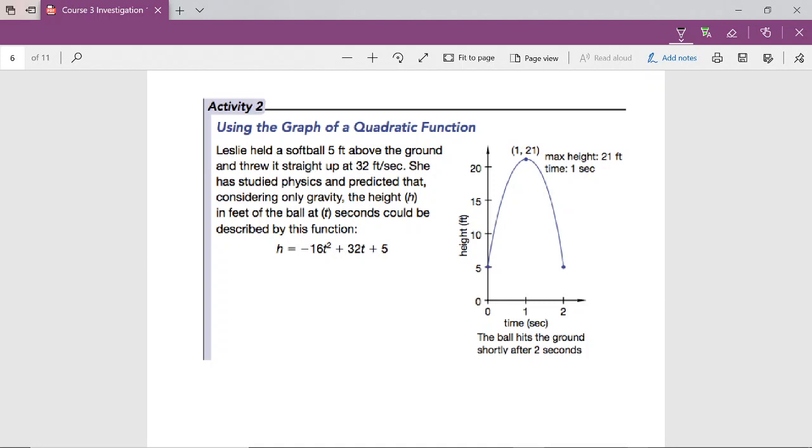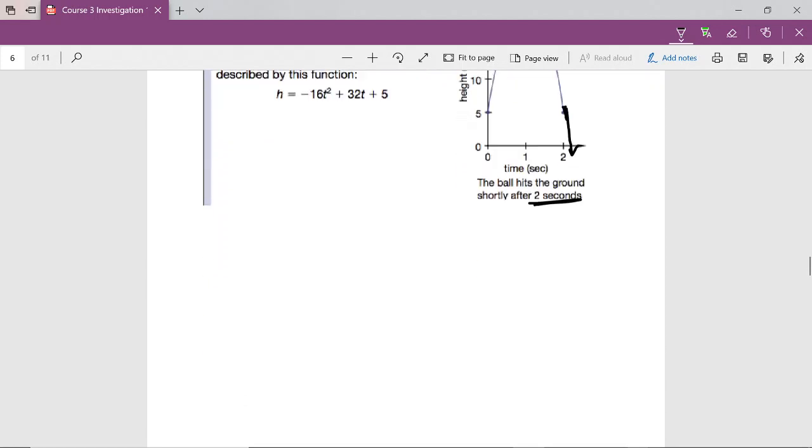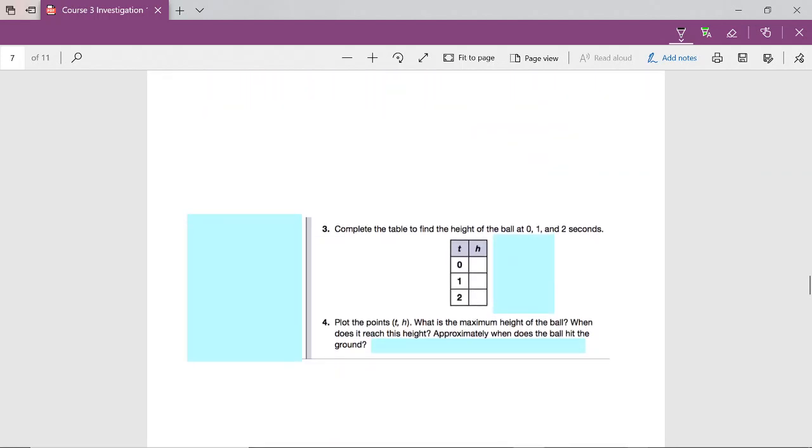Okay, and so we see a little bit of information about this parabola. The maximum height came after 1 second of it being in the air, and it went up to 21 feet. And then it also tells us that at 2 seconds, the ball hits the ground just after that. You can imagine this coming down just a little bit after 2 seconds. So we would say it hits the ground just after that. So let's answer some questions about this. Complete the table to find the height of the ball at 0, 1, and 2 seconds.